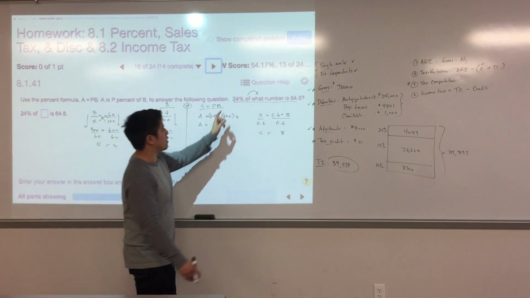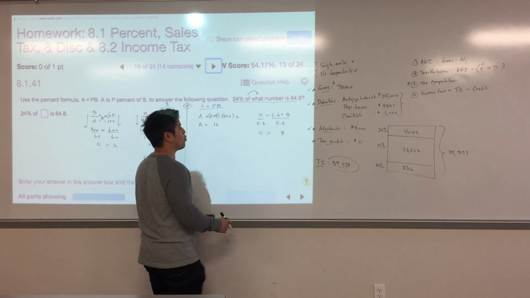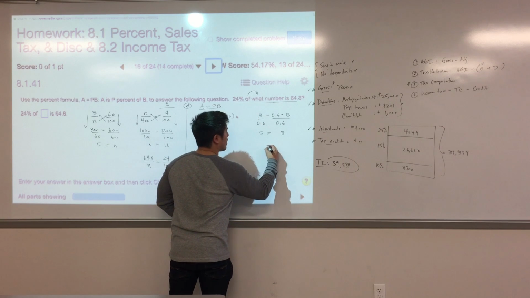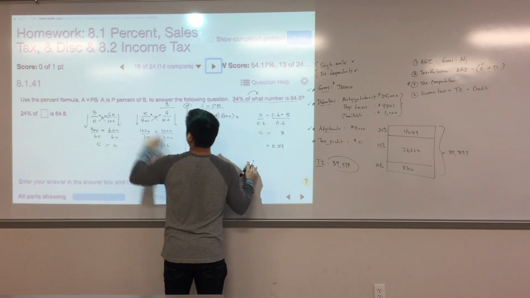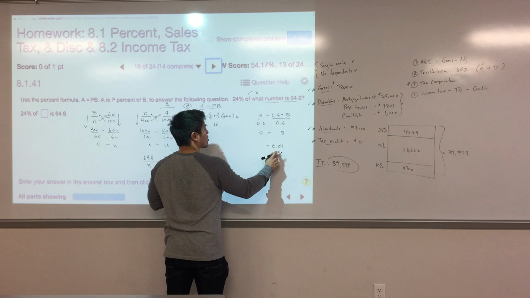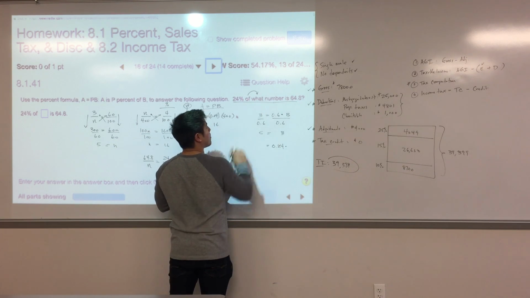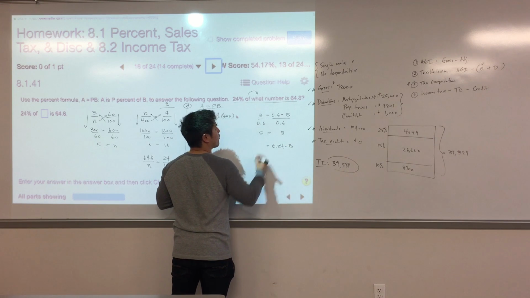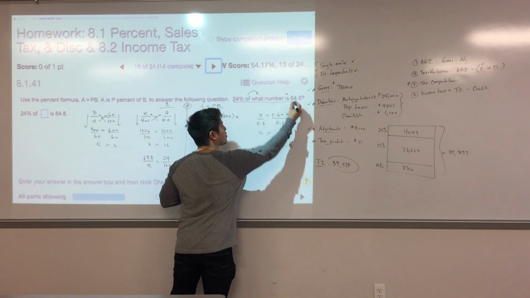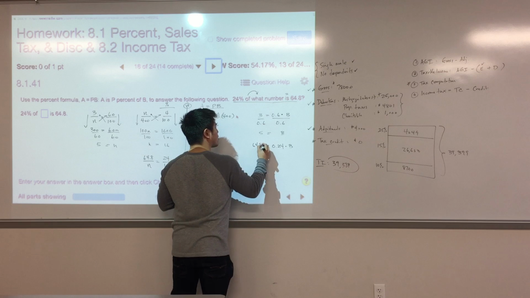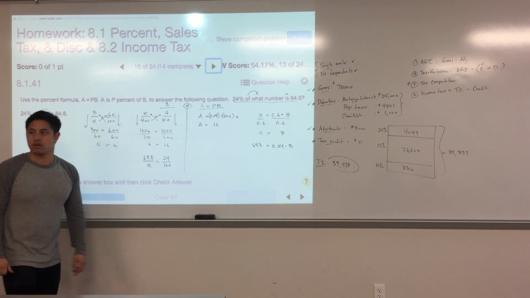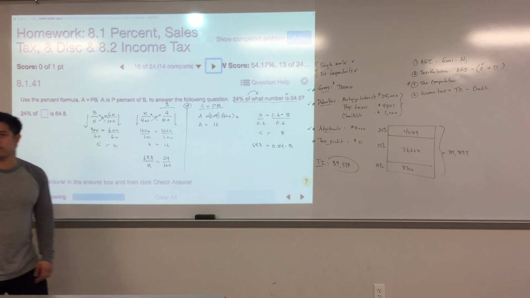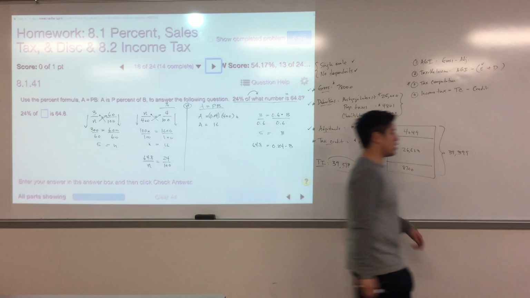Now, if you wanted to do it this other way, the setup would be 24%. That goes for the percent part, right? P percent. 24% of what number? That's your B you're looking for. Is equals the 64.8. That's your setup. Does that make sense, guys? Okay. So let's go to another one.